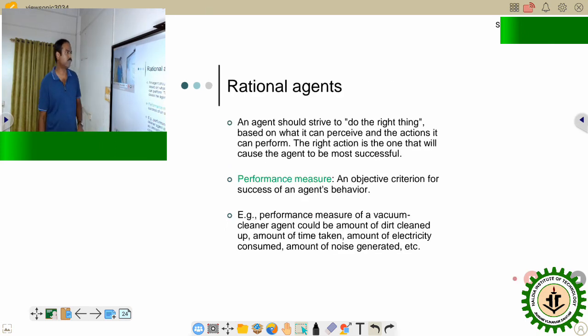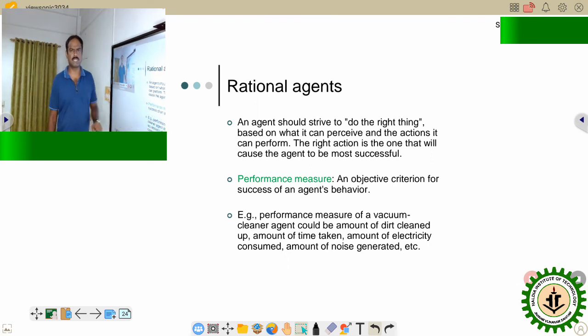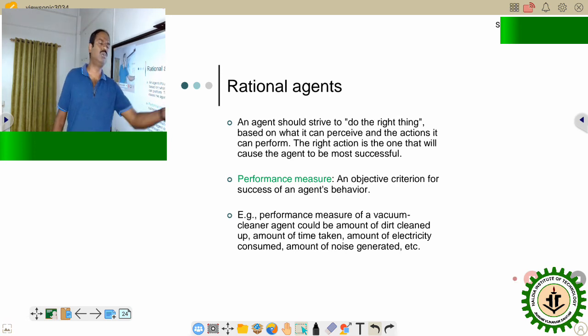Now there are different types of agents. There are rational agents. That means there is some performance measure through which those agents are judged. This is the objective, and it determines the success of that type of agent. An agent should strive to do the right thing. Here the phrase "do the right thing" is important.